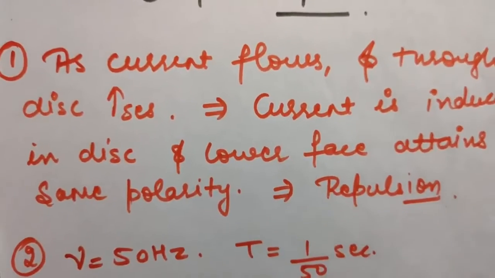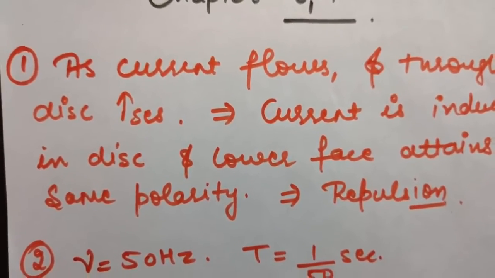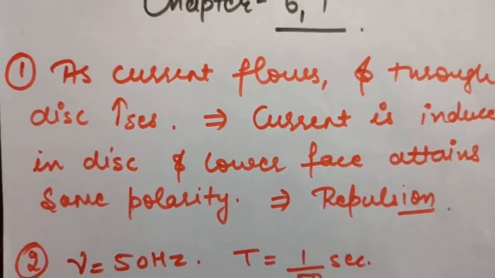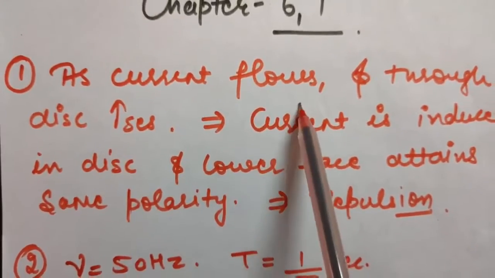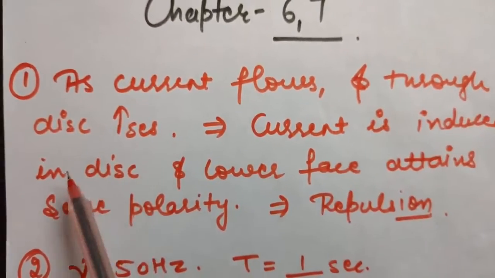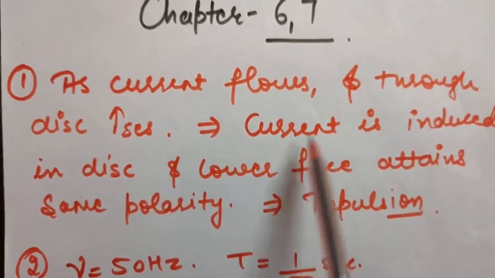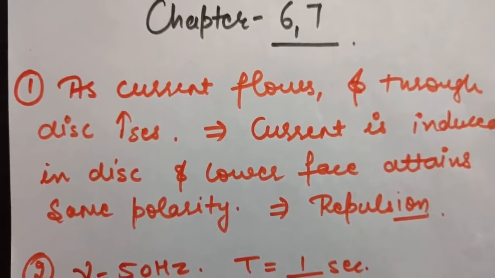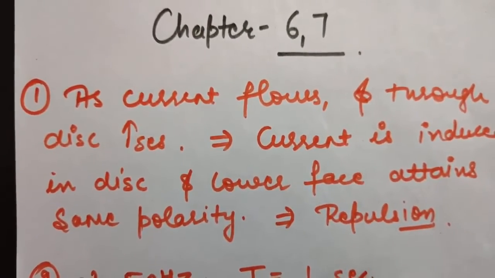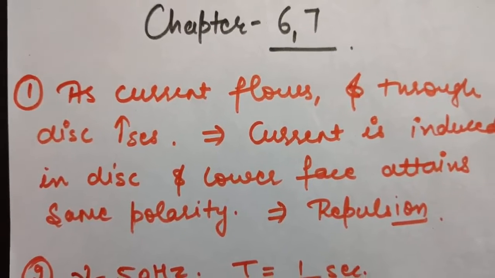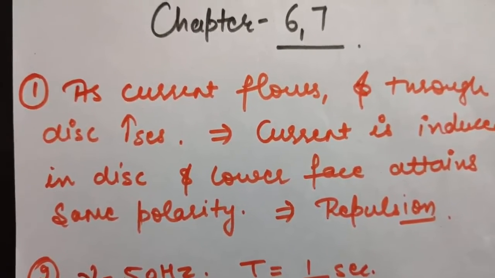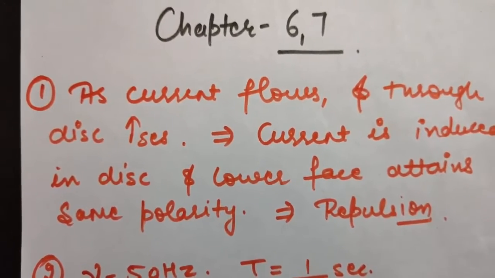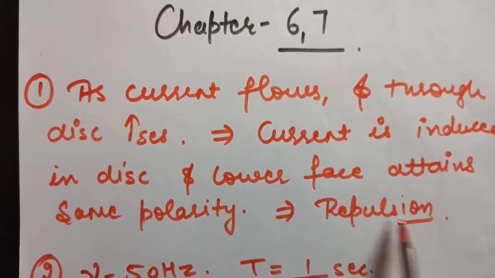So the first question is, when a metal disc is placed on the top of an electromagnet and when the current is switched on, it flies away. Why? So the answer is, as the current flows, magnetic flux through the disc increases. So therefore a current is induced in the disc. And see, when this current is induced, the lower face of the disc gets same polarity as that of electromagnet, and as you know, the same magnetic poles repel each other. Therefore there is a repulsion between the electromagnet and the disc, and therefore it flies off due to the repulsion.